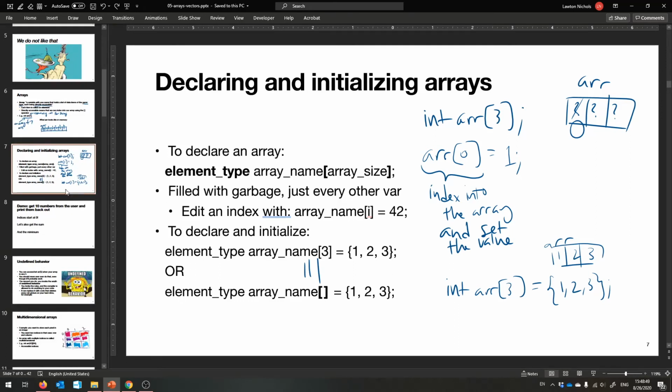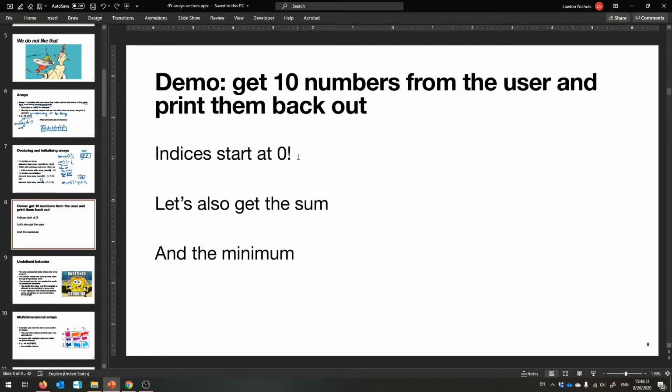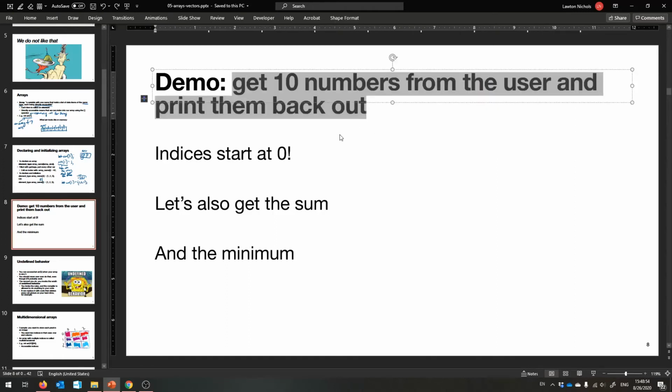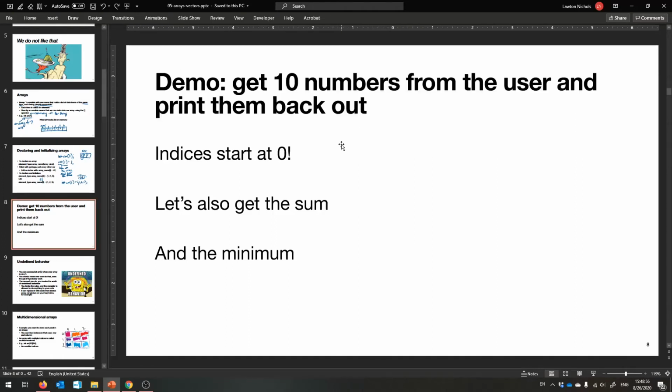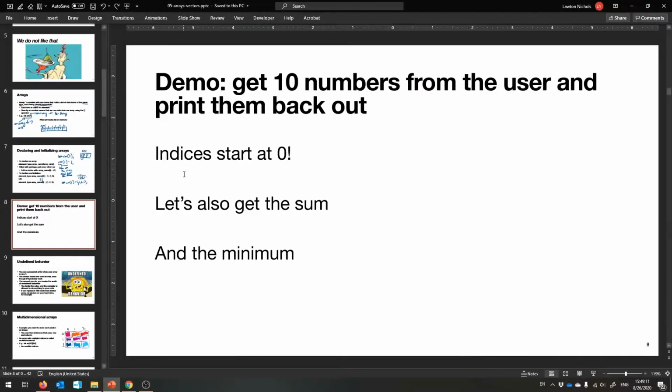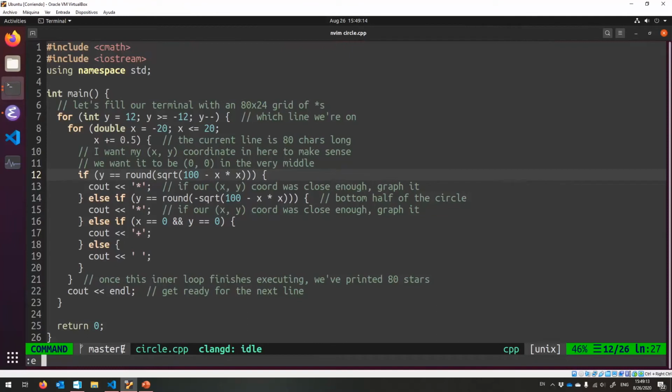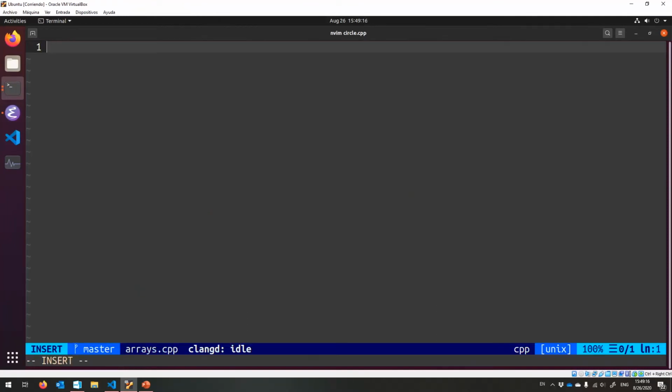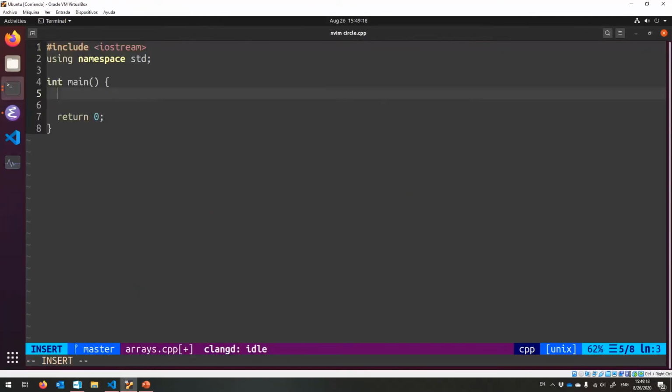All right? So let's have a demo. Let's get 10 numbers from the user and print them back out. Something simple like that. Okay, so let's go into code. Let me make a file called arrays.cpp, because we're going to do quite a few things. Arrays.cpp. All right.